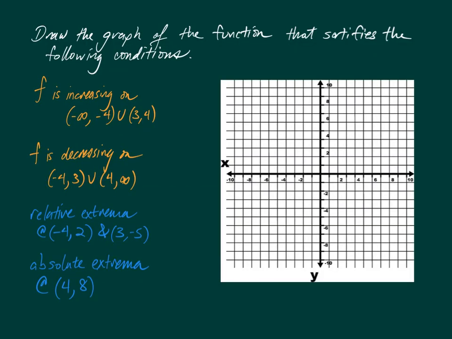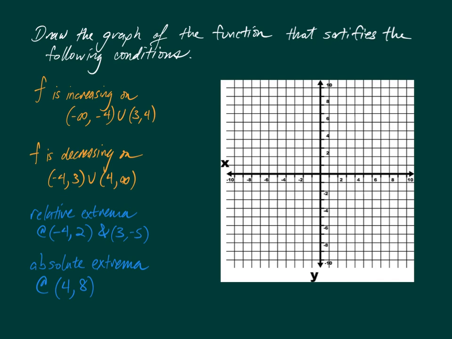In this last example, this has not so much to do with using the first derivative test and much more to do with, can you understand what these characteristics are telling you, or what these conditions are telling you about a function? So I want you to draw the graph of the function that satisfies these conditions.